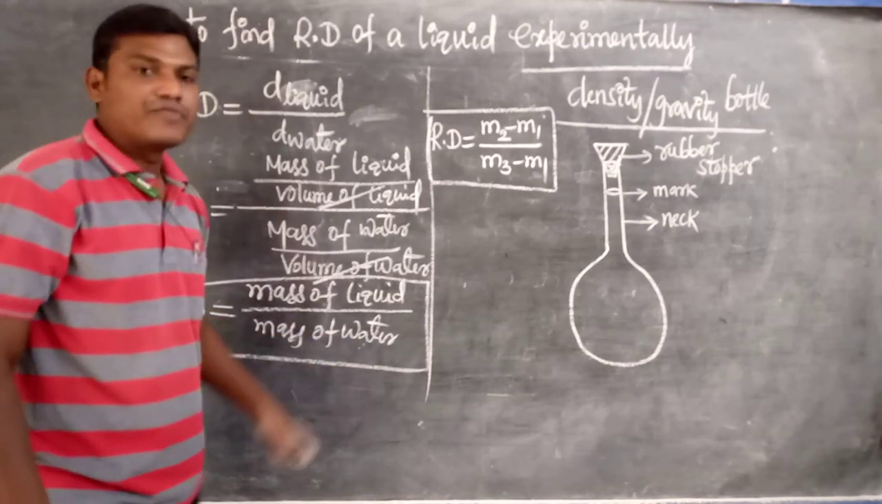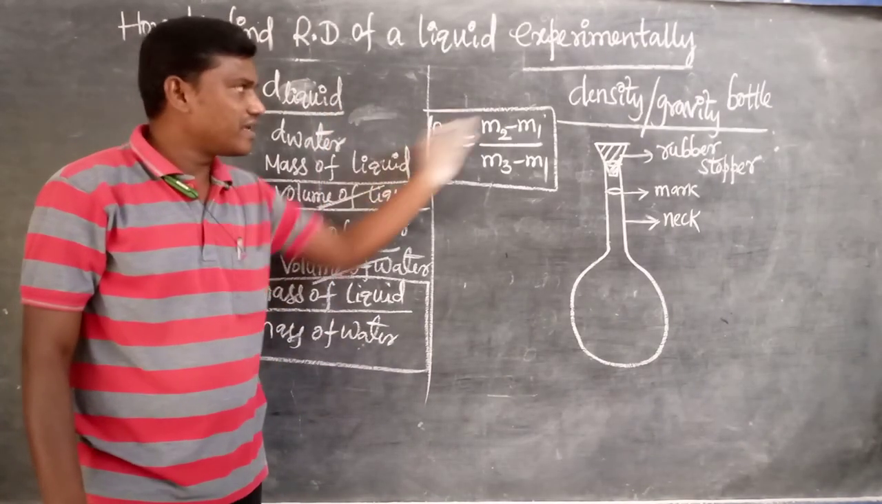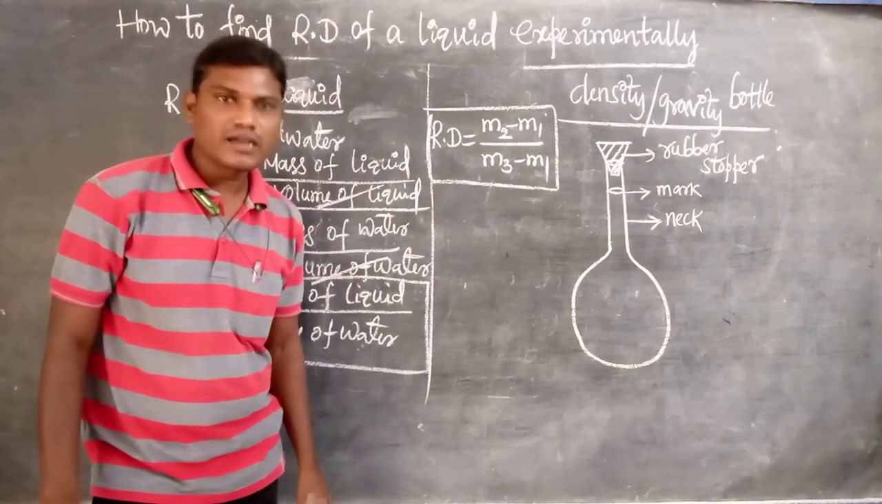So this is the method to find the relative density of a liquid experimentally with the help of the density or gravity bottle.